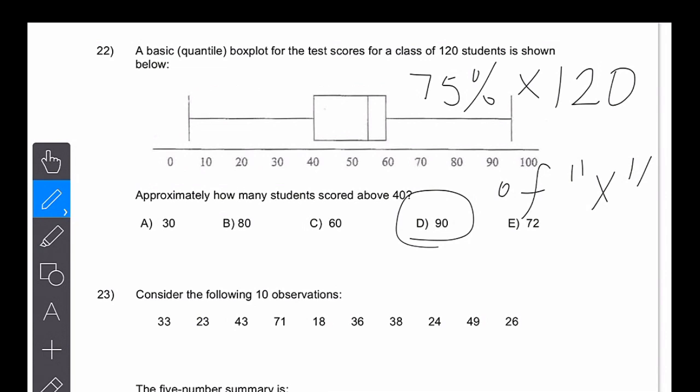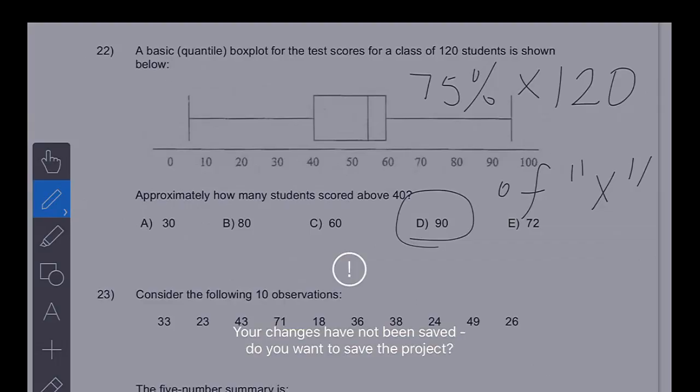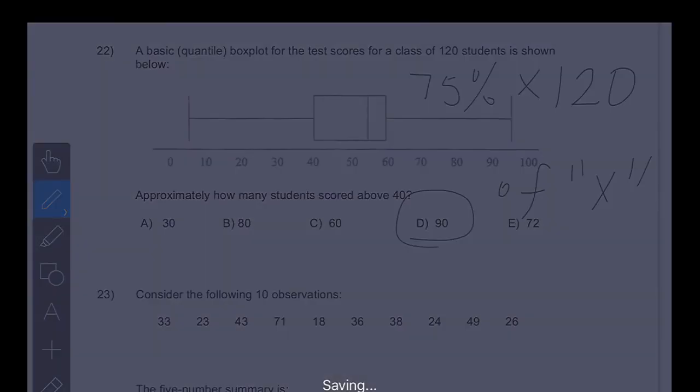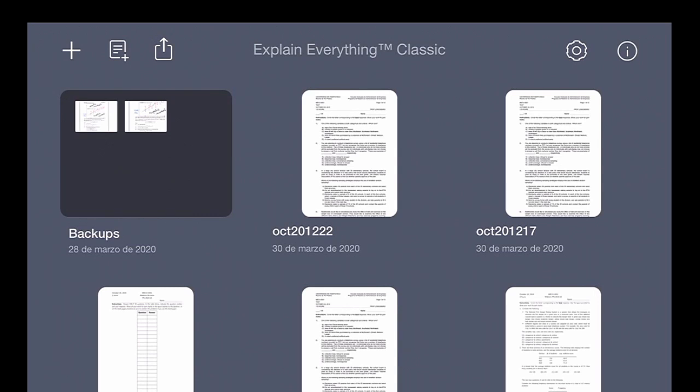I'll wait. Any questions about it? I'm just saving them in case you ask me to go back. Could you explain it again, since I wasn't able to see? I didn't understand. All right.